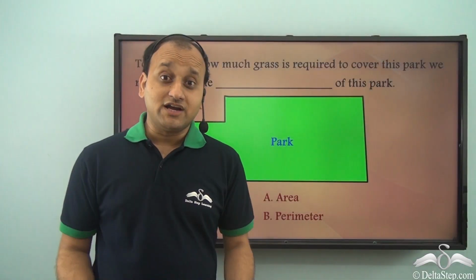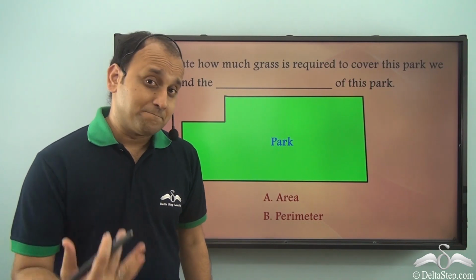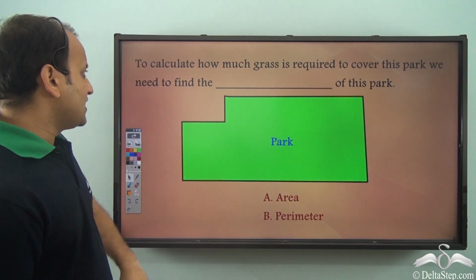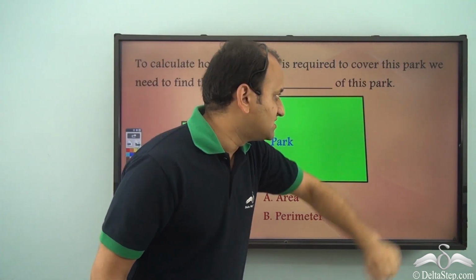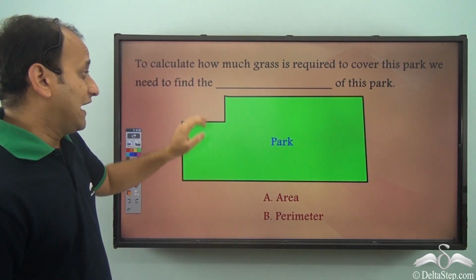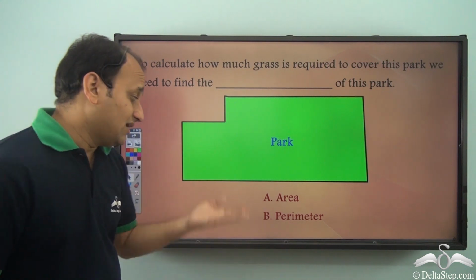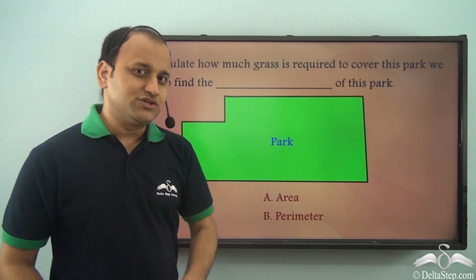So now you have learnt about area, and in previous lectures you have also learnt about perimeter of a shape. So can you answer this question now? To calculate how much grass is required to cover this park, we need to find the dash of this park. So we need to find the area of this park or perimeter of this park. What do you think?